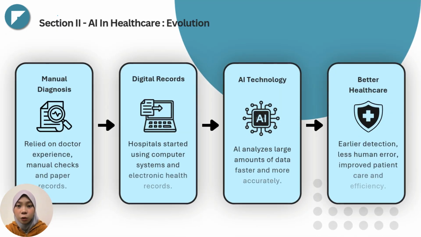Next is section 2, AI in healthcare evolution. Based on this slide, AI in healthcare has evolved from traditional diagnosis methods to advanced digital systems and intelligent technologies. This shows how healthcare has improved over time. In the past, doctors relied on manual records and experience. Today, AI can analyze large amounts of medical data quickly and accurately, leading to better patient care.